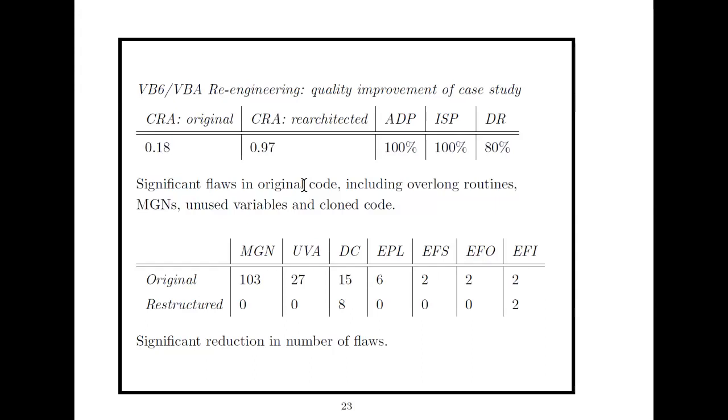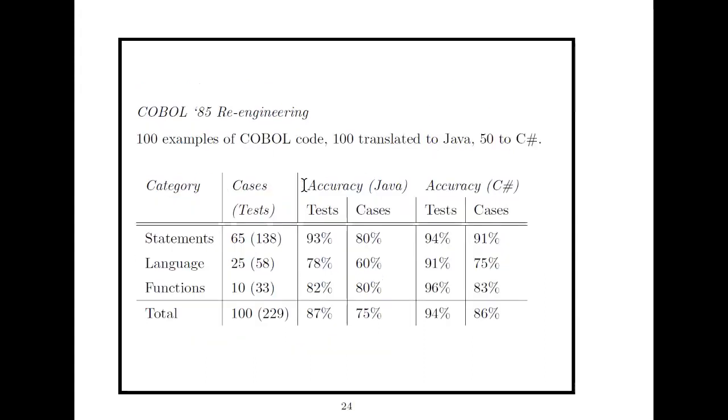As you can see here, the significant reductions of flaws for the original code, with different technical depths. For example, for duplicate code, we have 15, while the restructured, we have only 8. Excessive fan out, we have 2, and it has been reduced to 0. And magic numbers, we have 103 in the original code, while for restructured, we have 0. As you can see, a significant reduction in the number of flaws.